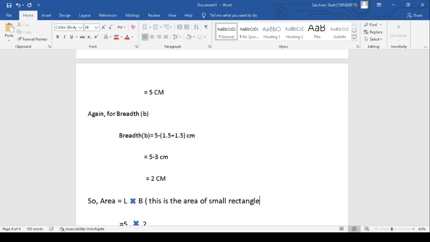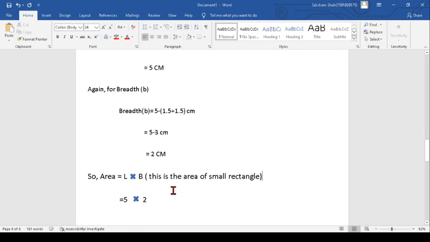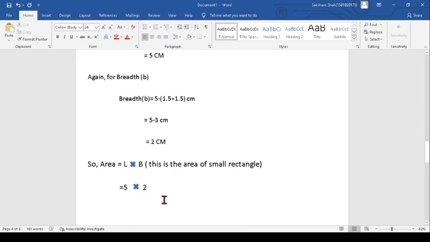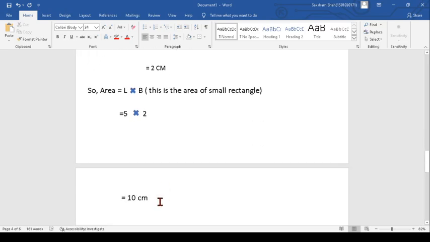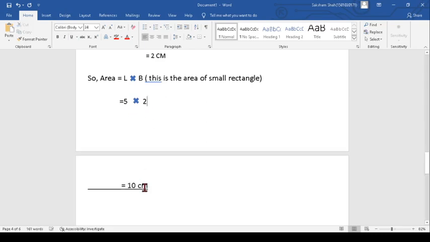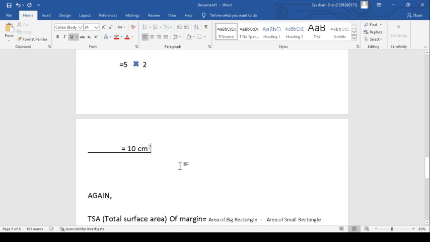Again, area equals, we know the formula again, length into breadth. That's why 5 into 2. 5 2s are 10. So 10 centimeter square is the area of the small rectangle. Again we know that the margin is between the small rectangle and the big rectangle.